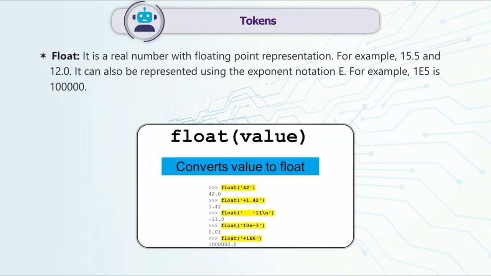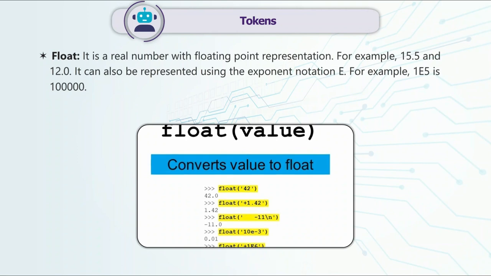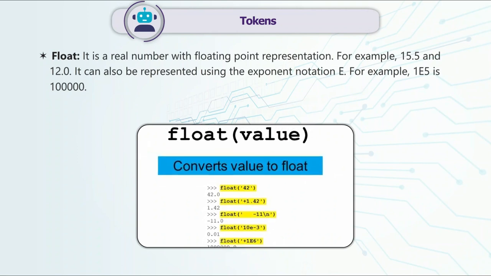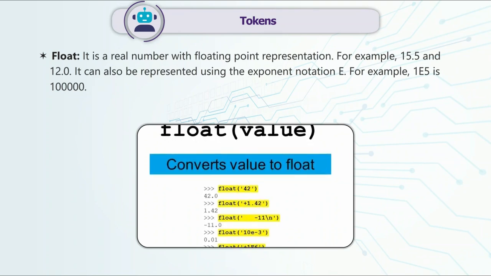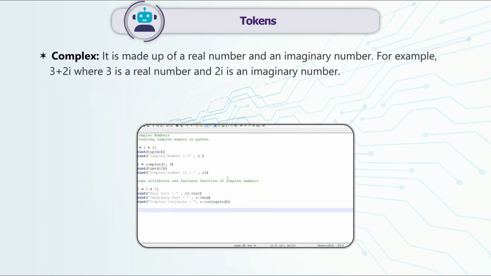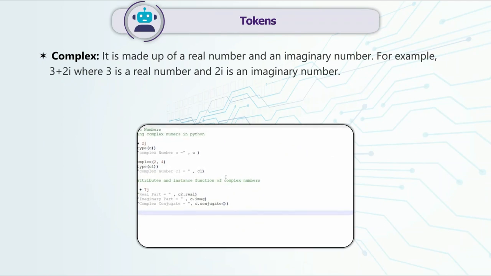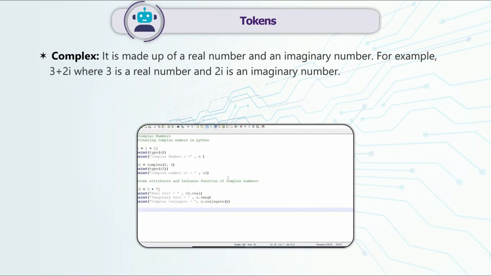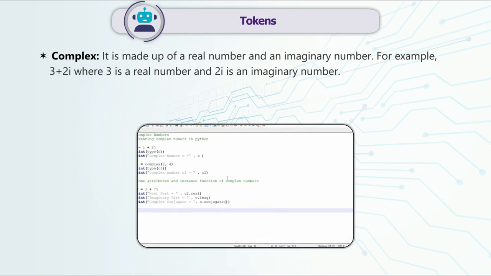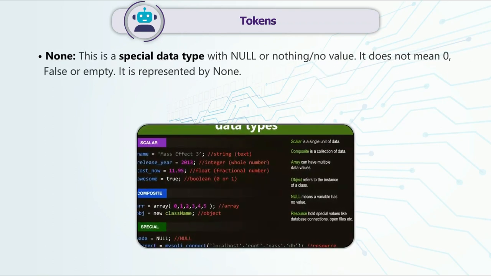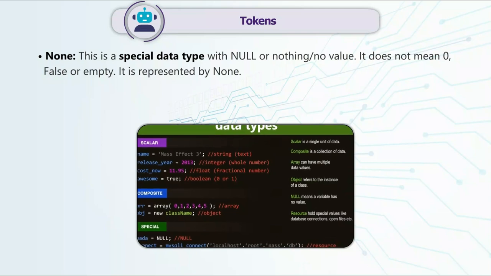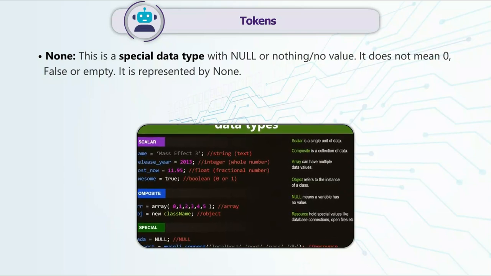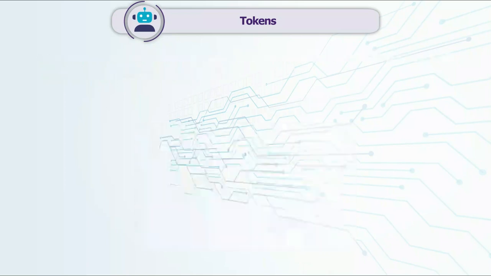For example, 15.5 and 12.0. It can also be represented using the exponent notation E, for example, 1e5 is 1 lakh. Complex. It is made up of a real number and an imaginary number. For example, 3 plus 2i, where 3 is a real number and 2i is an imaginary number. None. This is a special data type that means null, nothing, or no value. It does not mean 0, false, or empty. It is represented by None.